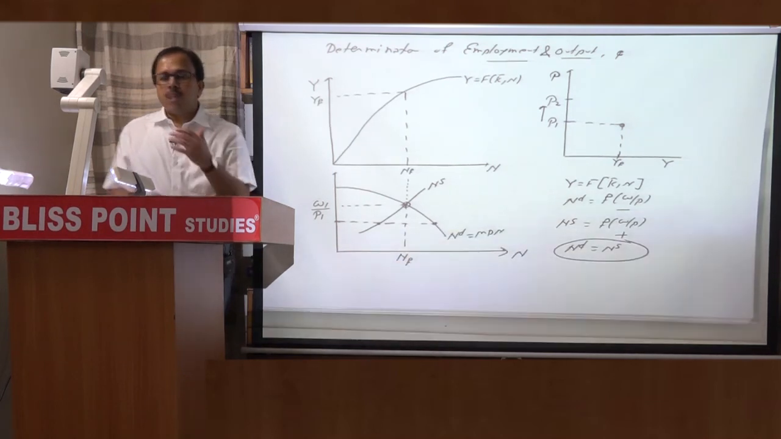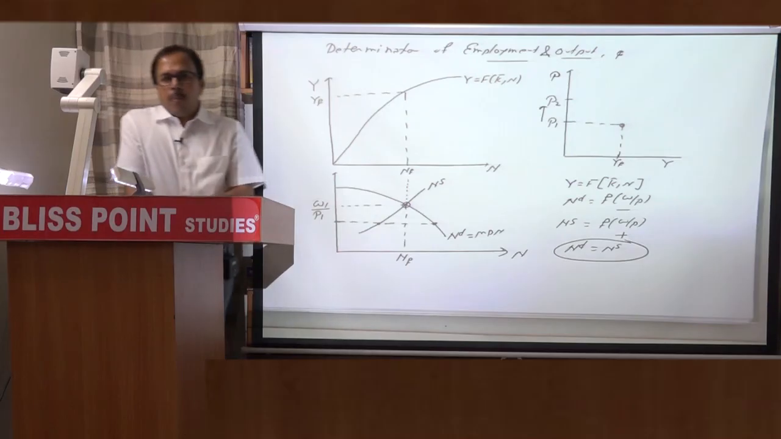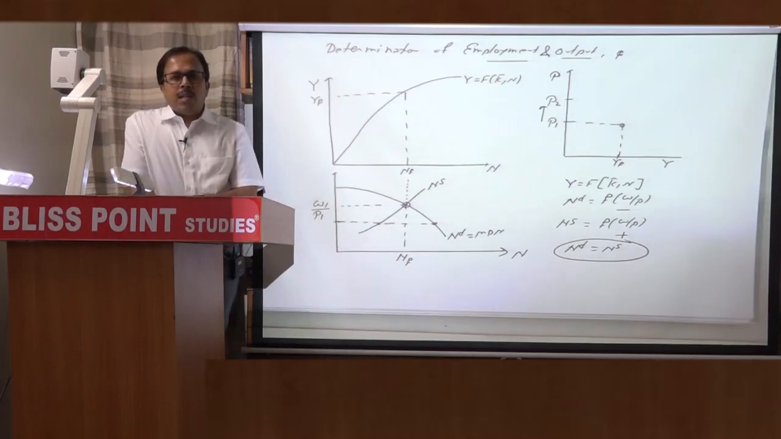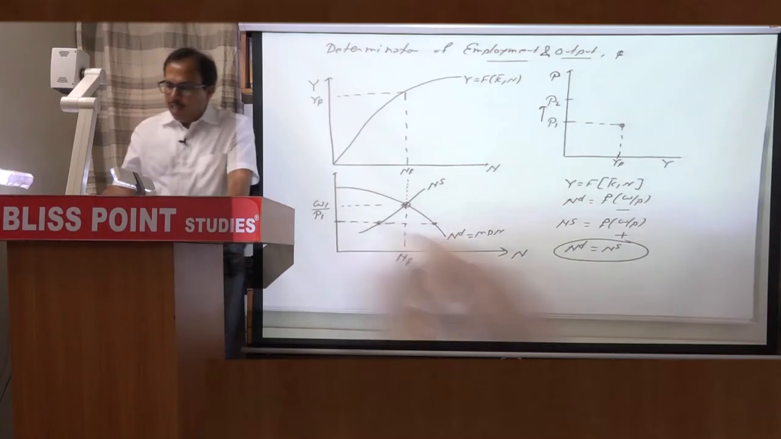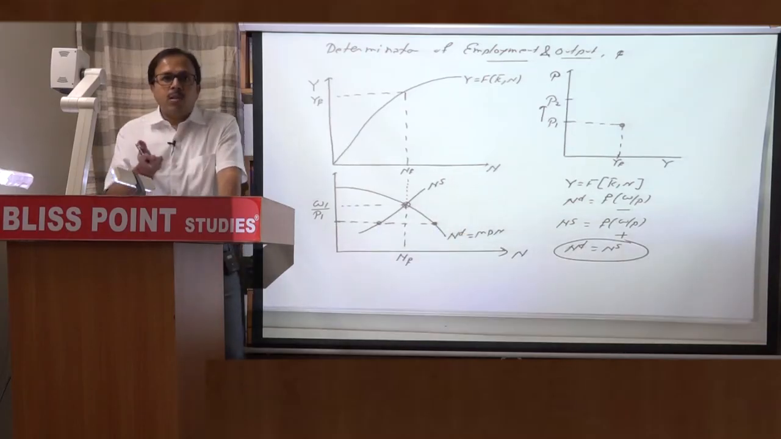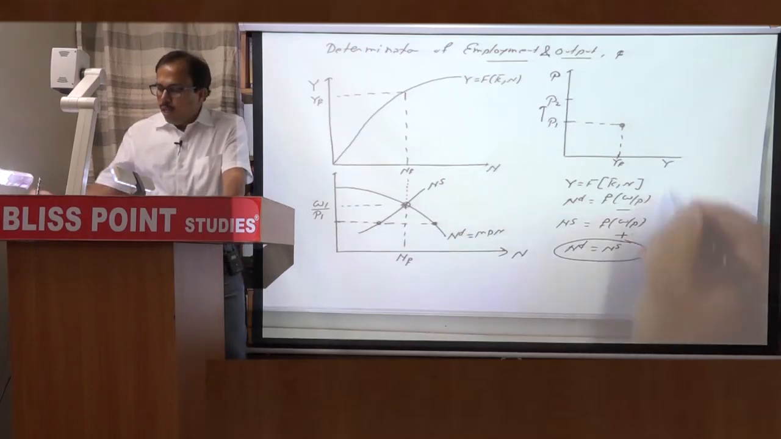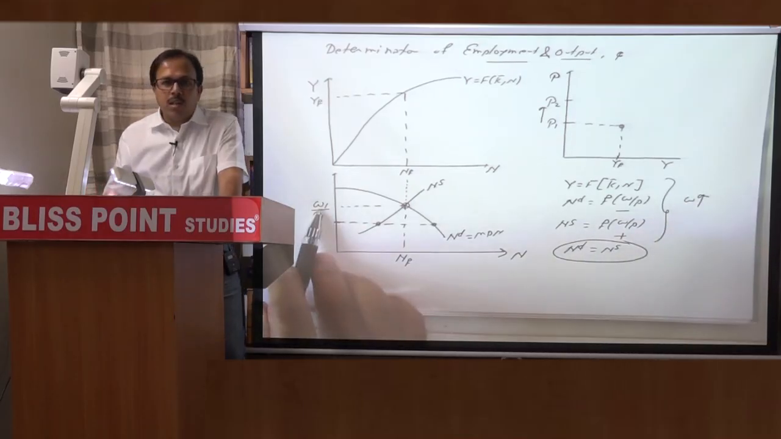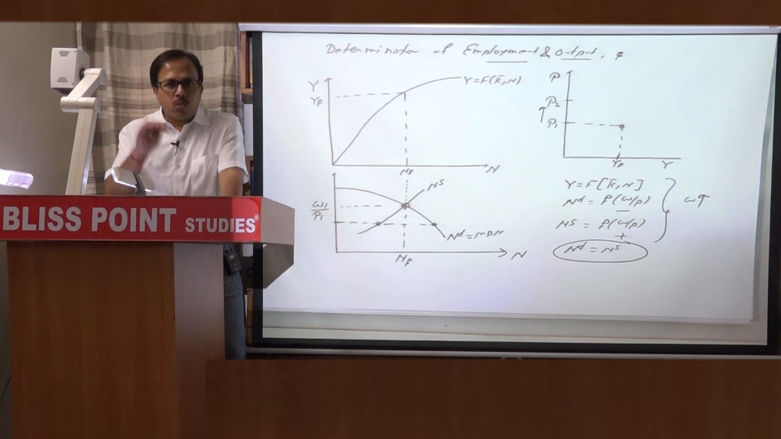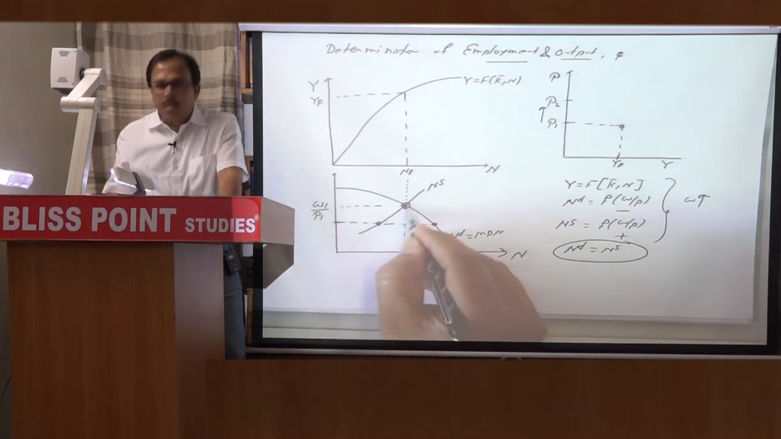But at any real wage lower than that, labor supply is less and demand for labor is more. But we are following the classical model, and in the classical model, the labor market is always in equilibrium. That means there is always full employment. And how is it guaranteed? It is guaranteed due to flexibility of wage. If labor supply is less and labor demand is more, then wage will increase. This W will continue to increase so that the labor market attains equilibrium at the same point.